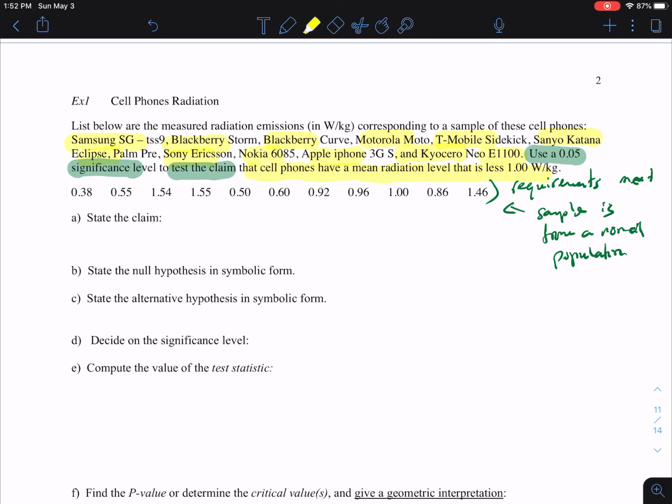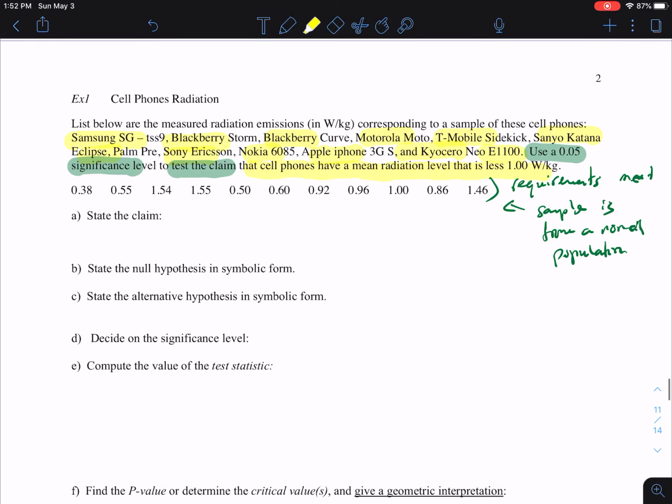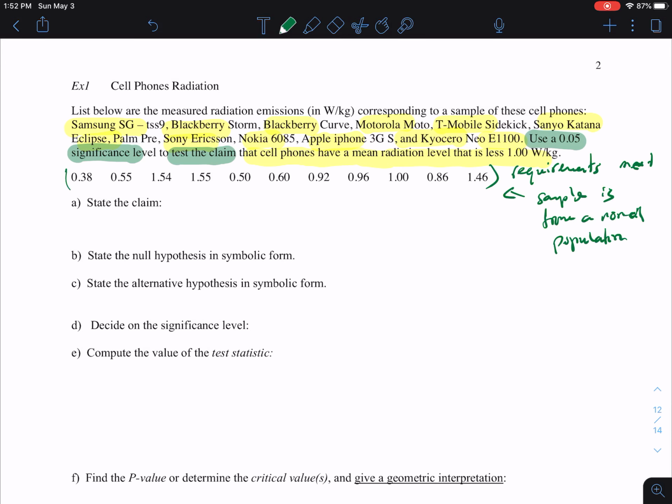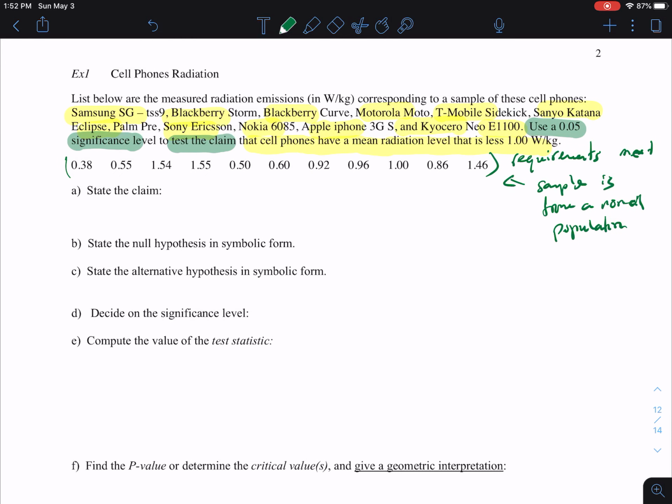As you see, these cell phones here, some of us probably don't know what they are. You probably weren't born during the time that these cell phones were out. Look at the Apple iPhone 3GS, that's like 10 to 15 years ago. Anyway, we want to test the claim that the mean radiation level of cell phones is less than 1.0 watt per kilogram. So if this is our data, usually we're going to use this data to get the sample mean and sample standard deviation.